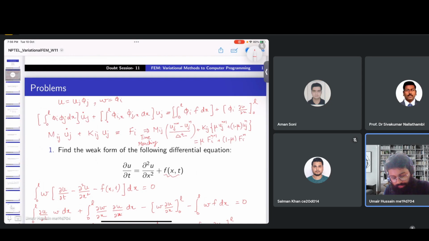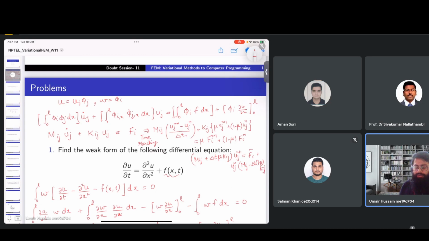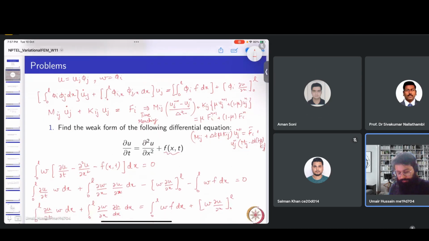So you can just arrange all this and take all the coefficients of u_j^(n+1) together. So at the end you'll have (m_ij plus delta t mu k_ij) into u_j^(n+1), and here you'll have your f_i bar, plus (m_ij minus delta t (1 minus mu) k_ij) into u_j^n. It should be a vector, right? First order tensor, because it has to be added with f_i. Okay, yeah.